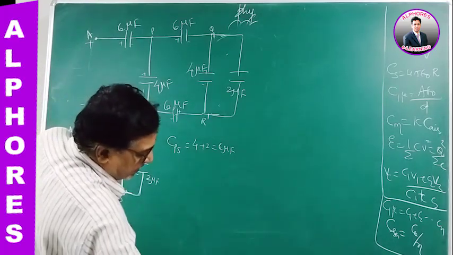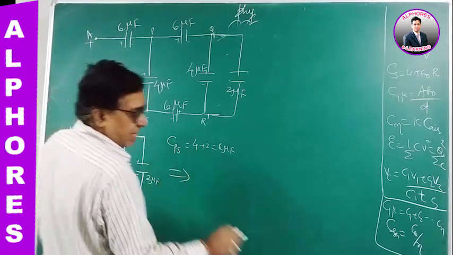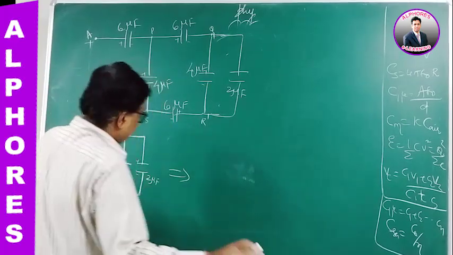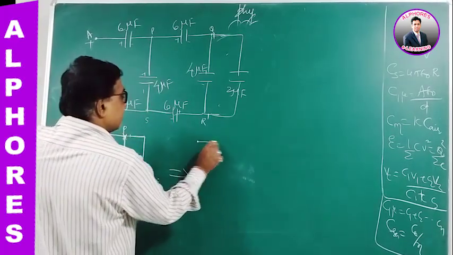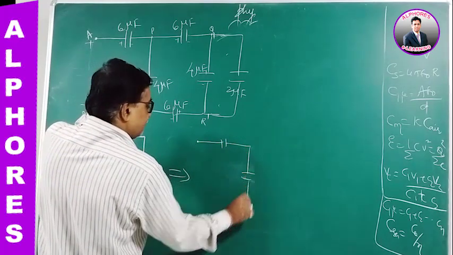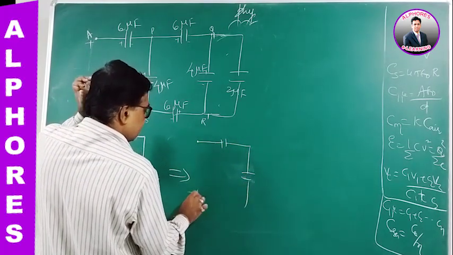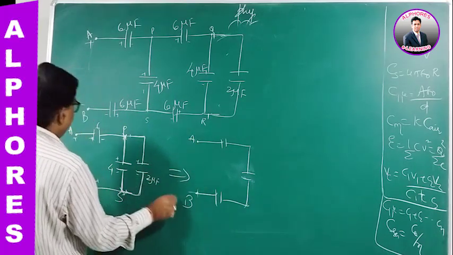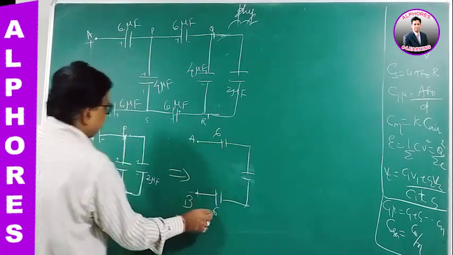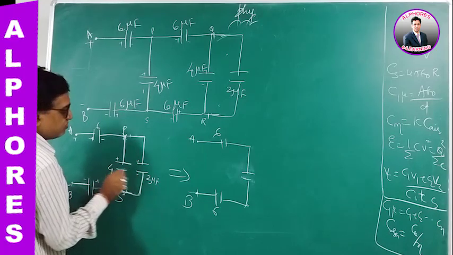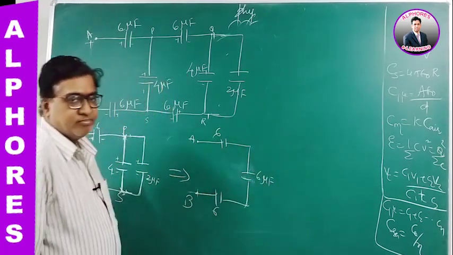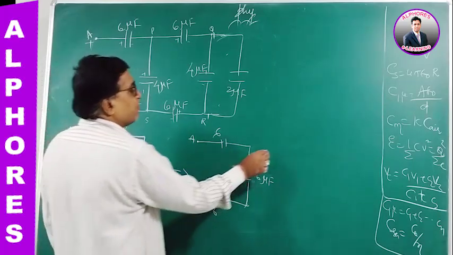So again I can replace, so I can redraw this diagram. I can redraw the diagram here like this. This point is A, this is B, this is 6 microfarad. The effective of these both, 4 and 2 in parallel, is again 6 microfarad. Now the resultant capacity between A and B.